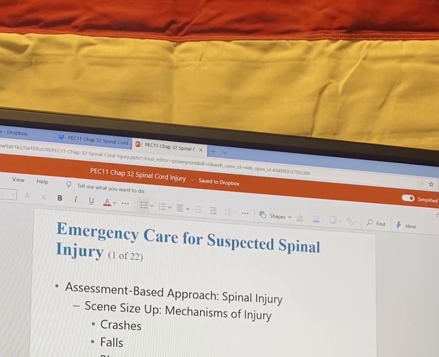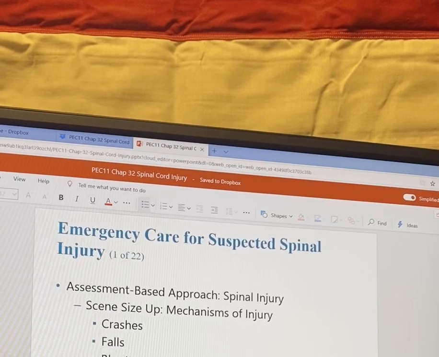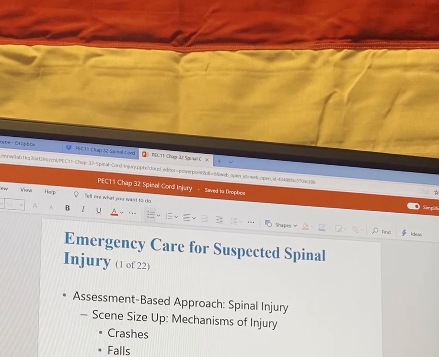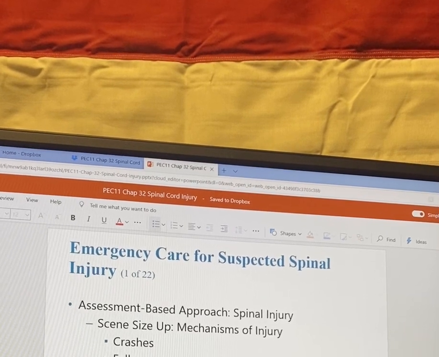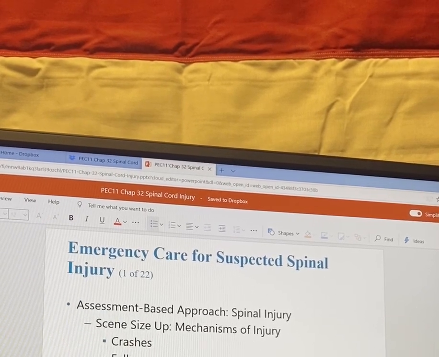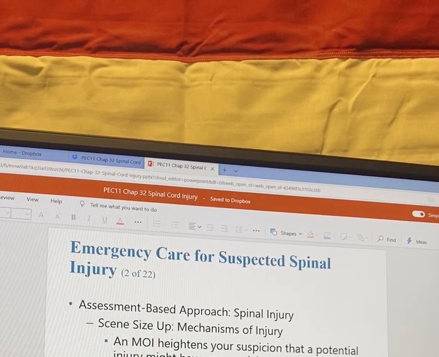What's our emergency care going to consist of? Alright? We're going to do a scene size up. We're going to look at crashes, falls, blunt or penetrating trauma, sports or recreational injuries, gunshot injuries, and electrical injuries, hanging, diving accidents, unresponsive trauma patients. Alright?